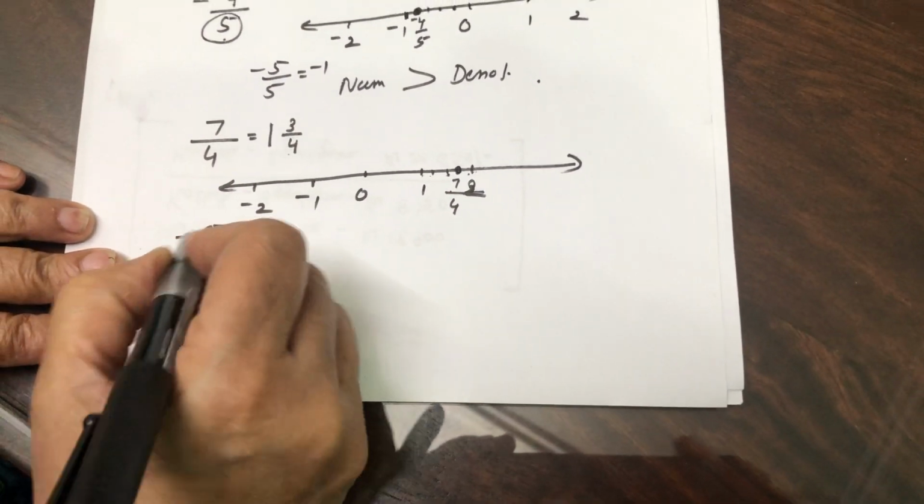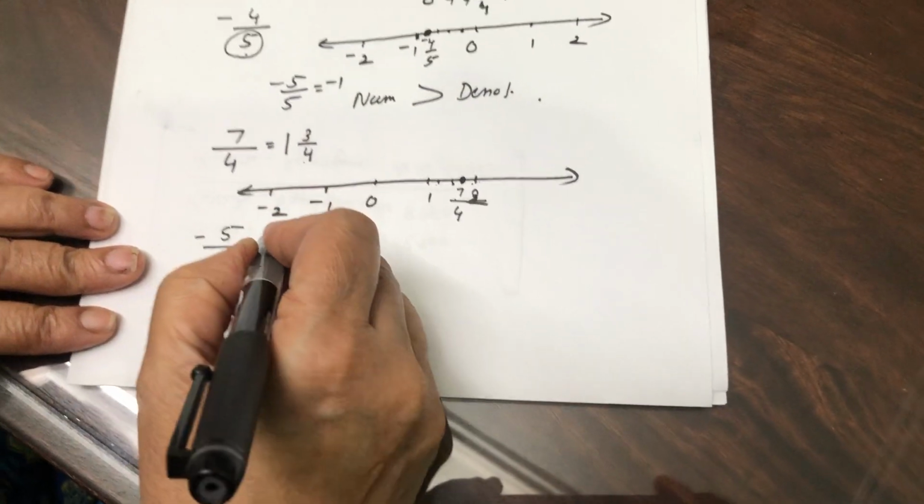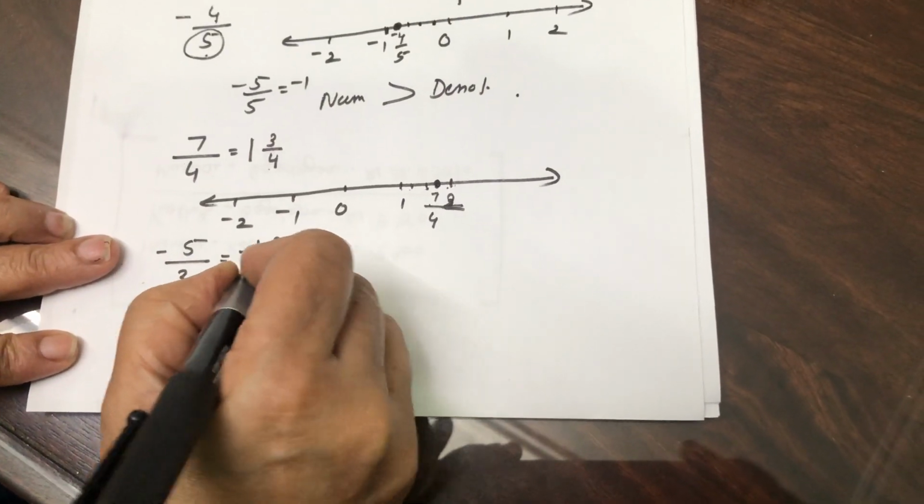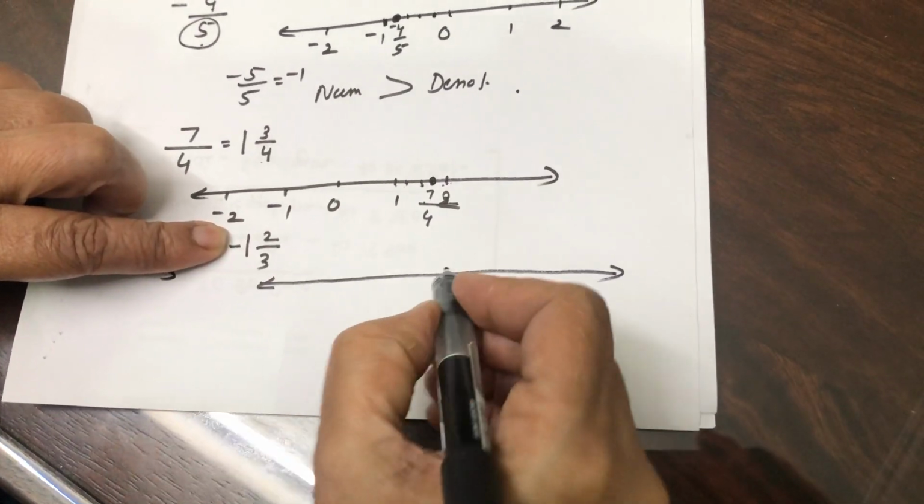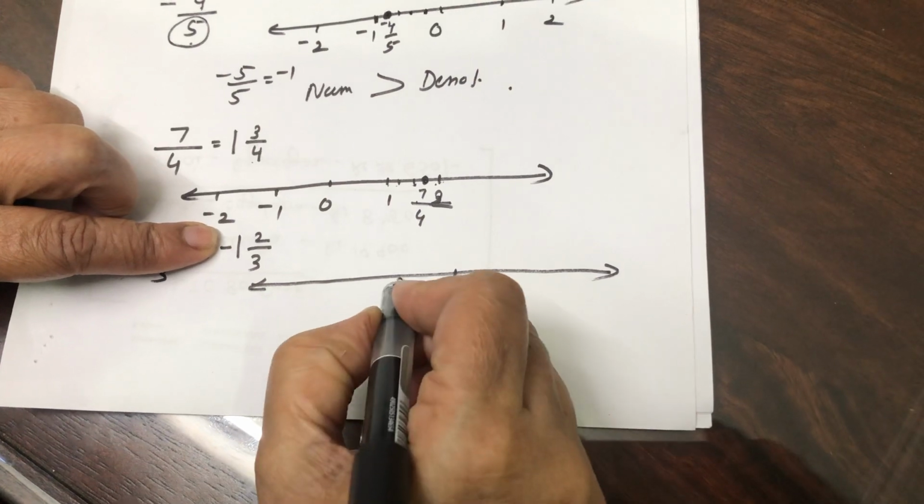Suppose you want to mark minus 5 by 3. Minus 5 by 3 is again minus 1 and 2 by 3. On the number line, you know that negative numbers are on the negative side, so it lies there.